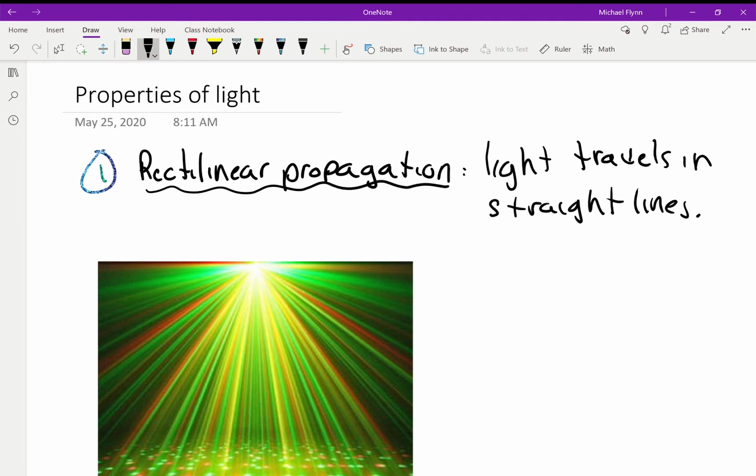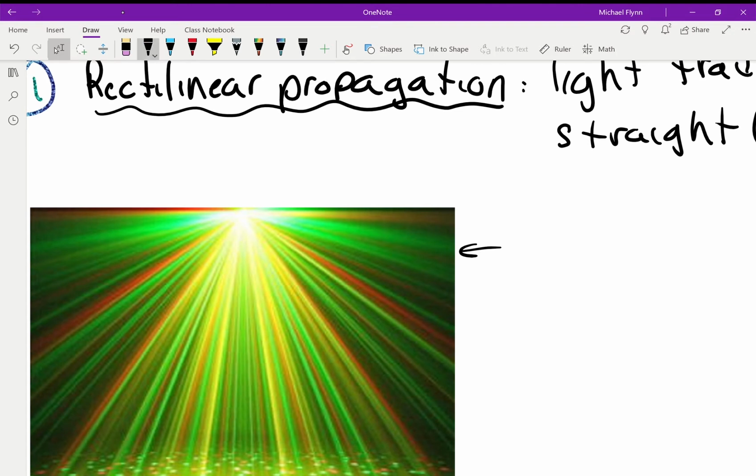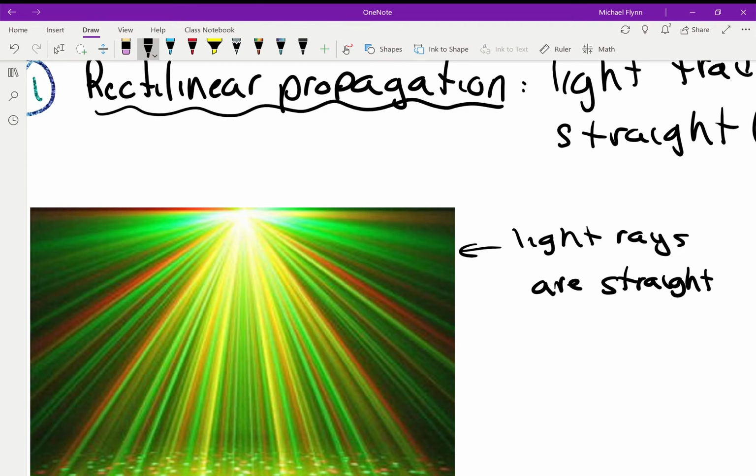So here you see these rays of light in this picture, and they all look perfectly straight. So light rays are straight. Think of a laser beam, how straight a laser beam would appear. So that's the deal: light rays seem perfectly straight.